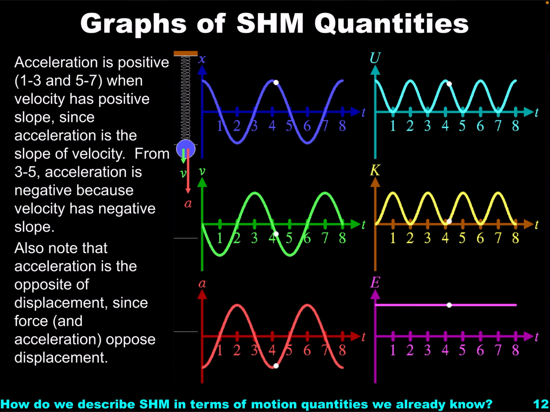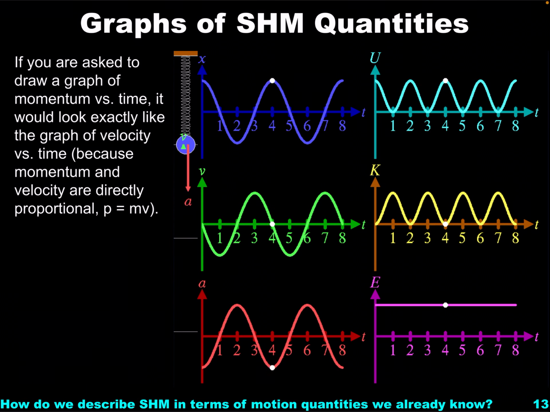Also note that acceleration is the opposite of displacement. Remember, for simple harmonic motion to be true, acceleration is related to the opposite of the displacement, or the negative of the displacement. So you should see that the acceleration graph is a flipped or reflected image of the displacement graph. However, the amplitudes will not necessarily be the same. We'll explain that one a little bit more later. However, the shape of the graph will be flipped.